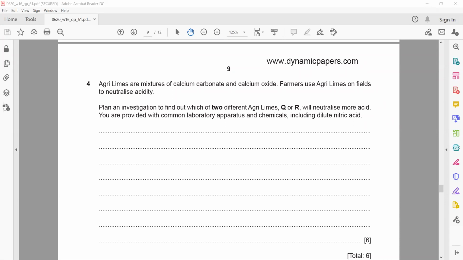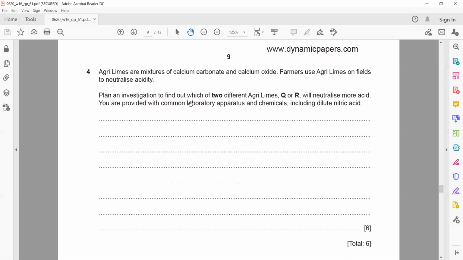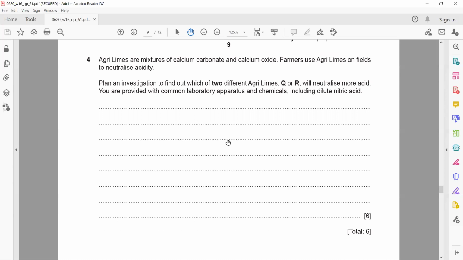Or you can take equal masses of the two agri-limes, add indicator, and add acid from the burette until the indicator shows a color change. The one which required a greater volume of acid for neutralization or color change is more effective, or a better agri-lime, better for treatment of acidic soil. Is this experiment clear? Any doubt in this?